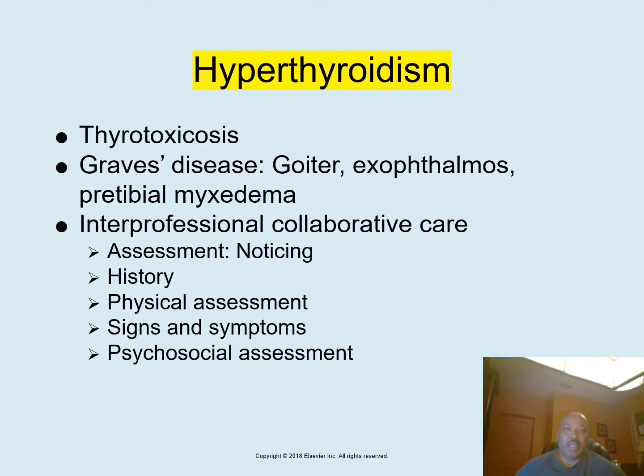This condition can be managed in the community, but at times in the acute care setting, especially when a complication called thyroid storm develops, and we'll talk about that as well.